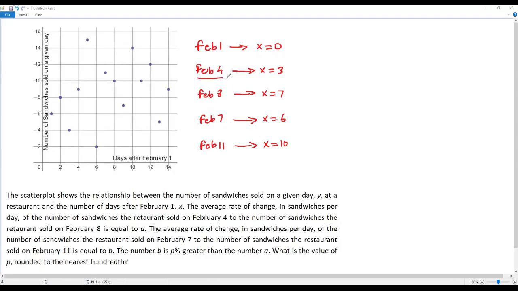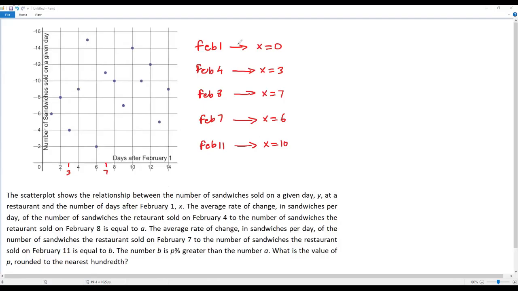For February 4, the corresponding X value is 3. So when I consider the value 3 on the horizontal axis over here, it represents February 4. Now let me consider the value 7 on the X-axis, that is the middle value of 6 and 8. So this 7 represents February 8. The value 6 on the X-axis represents February 7. And this 10 represents February 11.